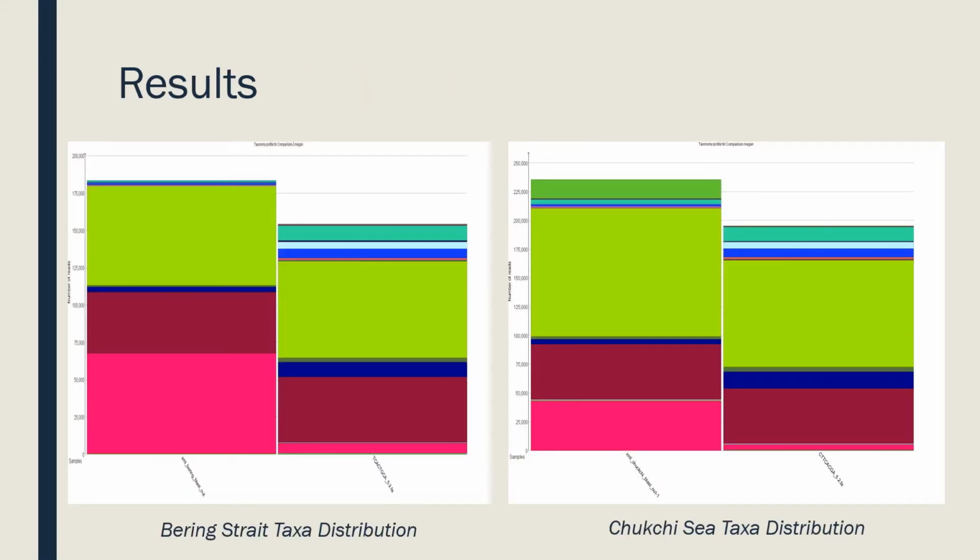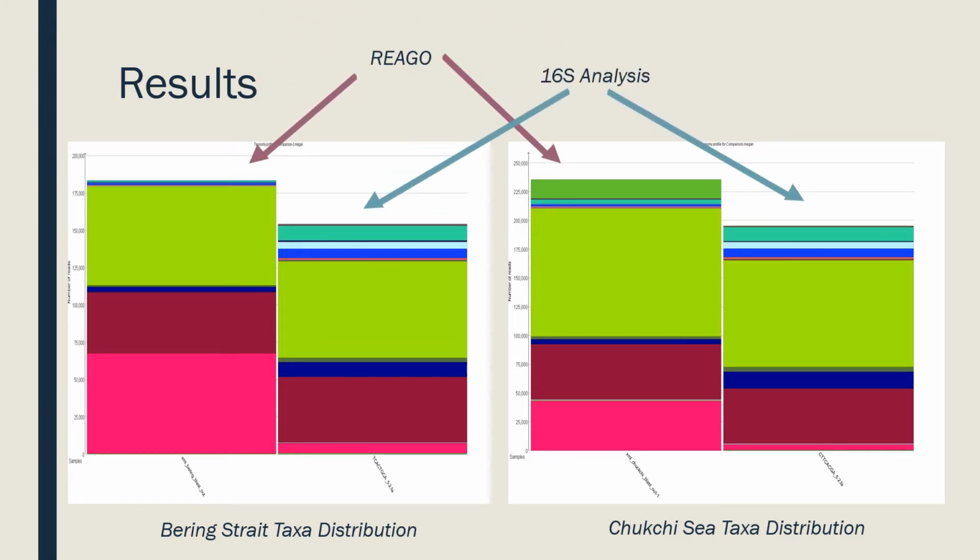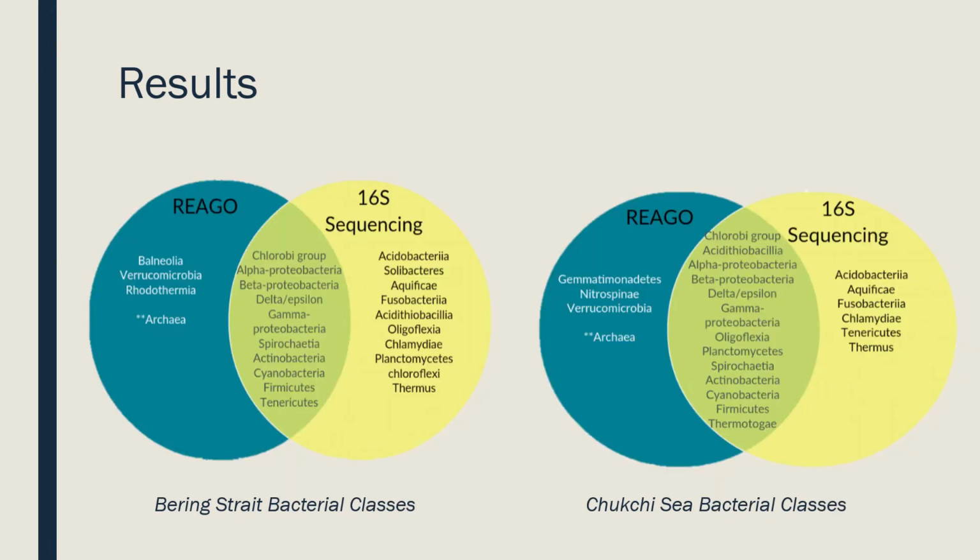Overall, metagenomic analysis by REAGO produced 24% more reads than 16S rRNA analysis. For the Bering Strait, this was about 185,000 reads as compared to 150,000, and 235,000 reads as compared to 190,000 for the Chukchi Sea. While in both datasets a large number of identified bacteria were common between the two methods, unique bacteria were identified for each method as well.